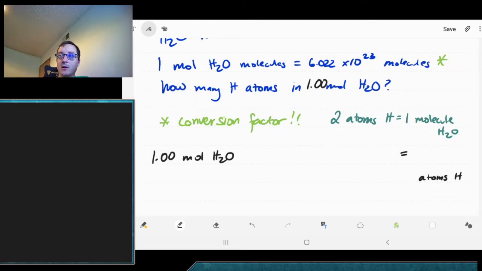A couple of ways we can do this. But we see we have some conversion factors. We can make a unit plan. We're starting with moles of water. Well, if we look at the conversion factors we have here, we have a mole of water is 6.022 times 10 to the 23 molecules. So we can go from moles to molecules.